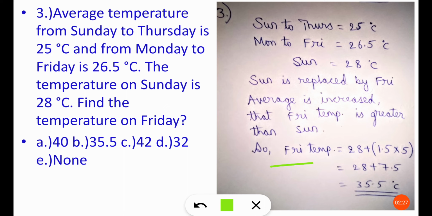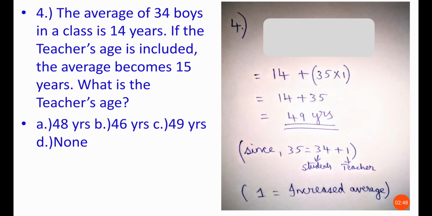So Friday temperature can be written as 28 plus something. What is that something? Let's do it. 28 plus 1.5. This is the increased average. For how many days? 5 days. So 1.5 into 5. That is 7.5. 7.5 plus 28 is 35.5. This is the Friday temperature. Option B is the right answer. Moving to the fourth question.